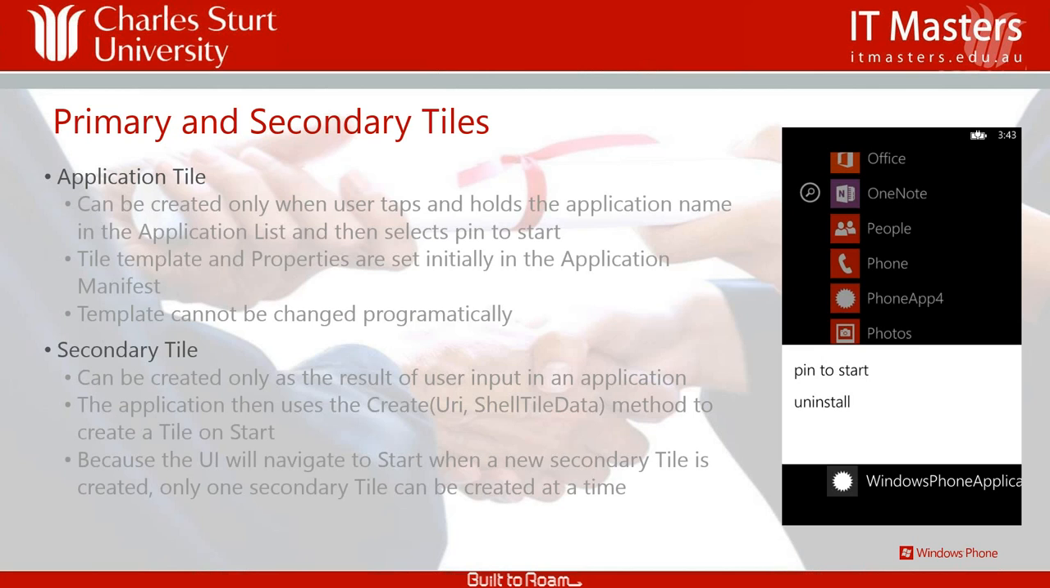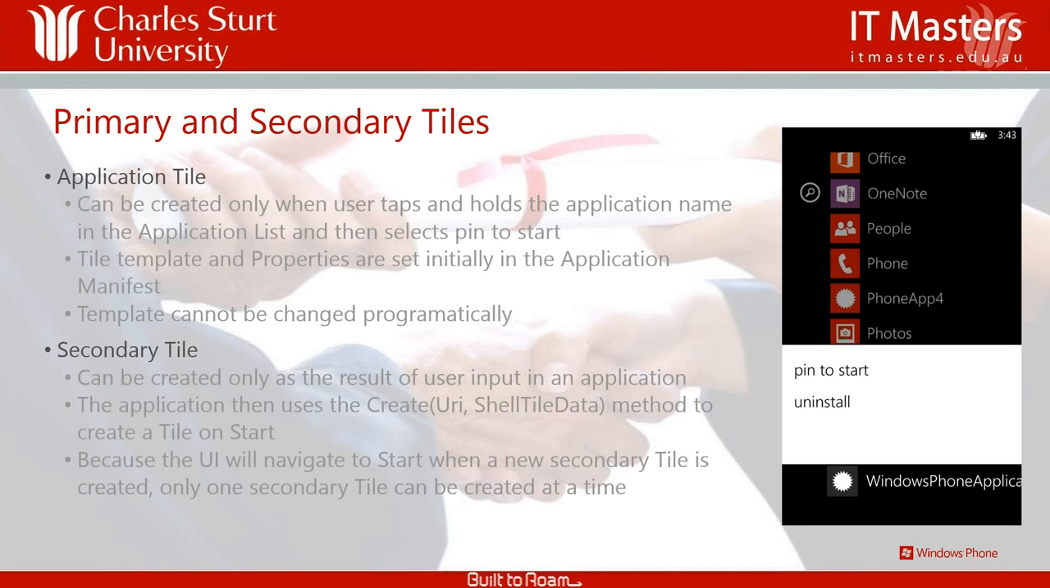So just to recap on the difference between a primary and a secondary tile. If you hear people talk about the primary tile for an application, that's the tile that gets generated when you pin your application from the application list to the start screen. This tile always exists regardless of whether the user has it pinned or not.